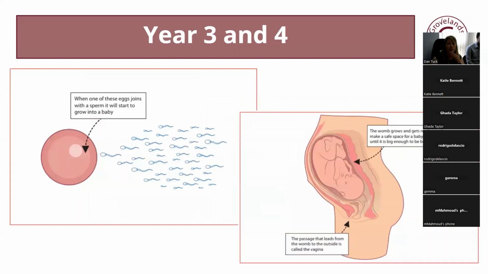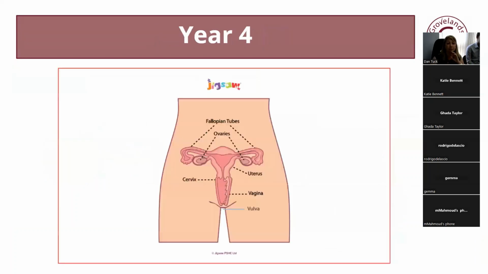And this again is for year 3 and year 4. We just talk about a baby is made by where a sperm comes into contact with an egg. We don't talk about how or any of that. That comes later on, I think, in upper Key Stage 2.